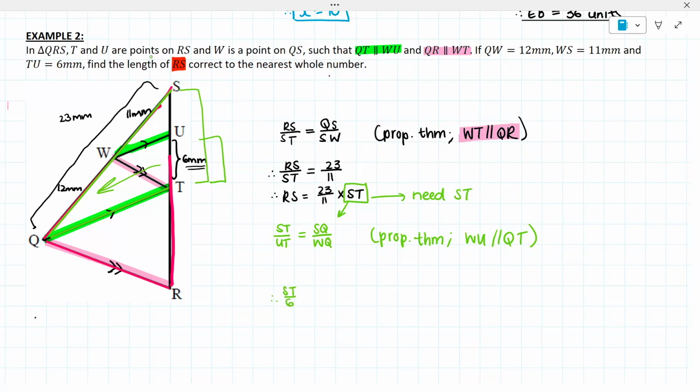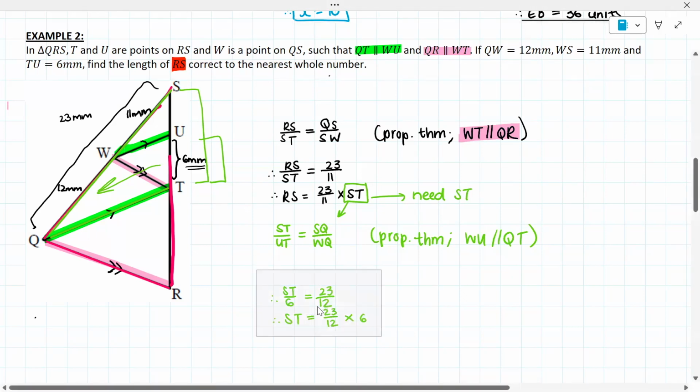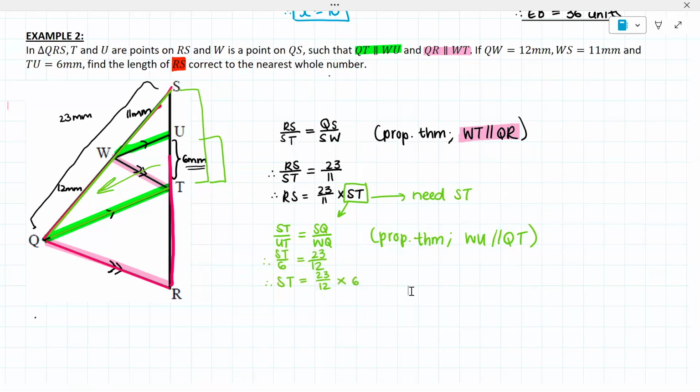So ST over UT was 6 millimeters. SQ was that 23 we've already spoken about, and WQ is 12, which means that ST is equal to 23 over 12 times 6. So just through setting up a ratio in terms of what you need in order to get RS, you were able to work out what ST is. If you just chuck that into a calculator, obviously you don't need to try and do that in your head, that gives you 11.5 units. So that's what ST is.